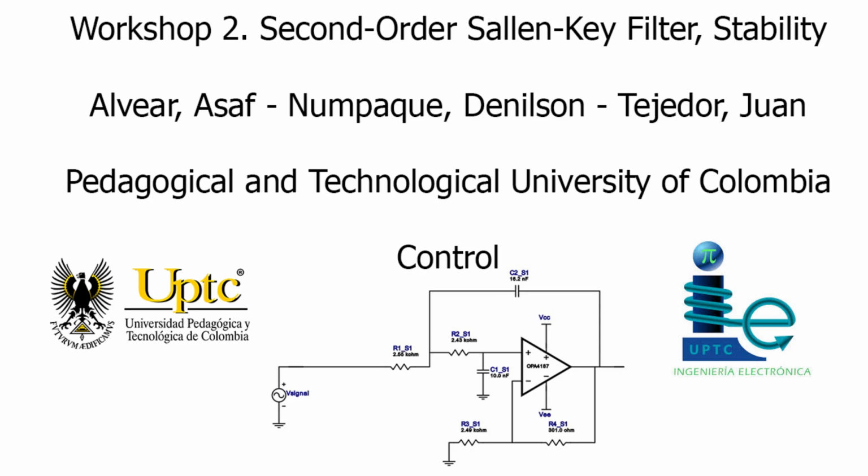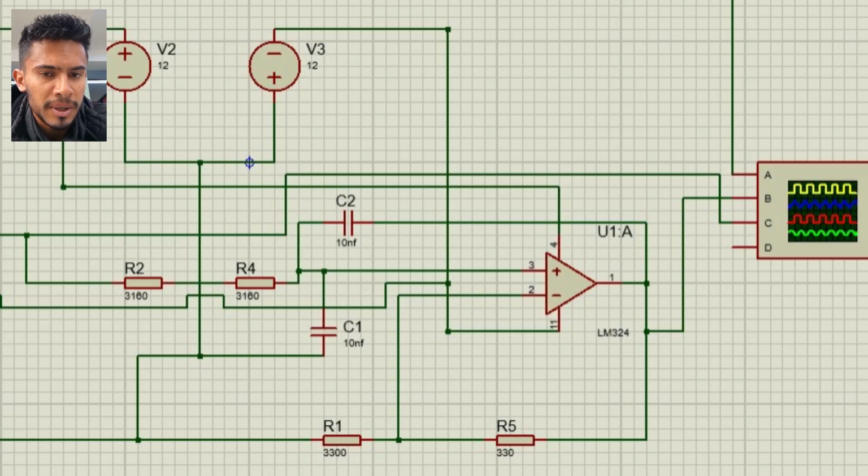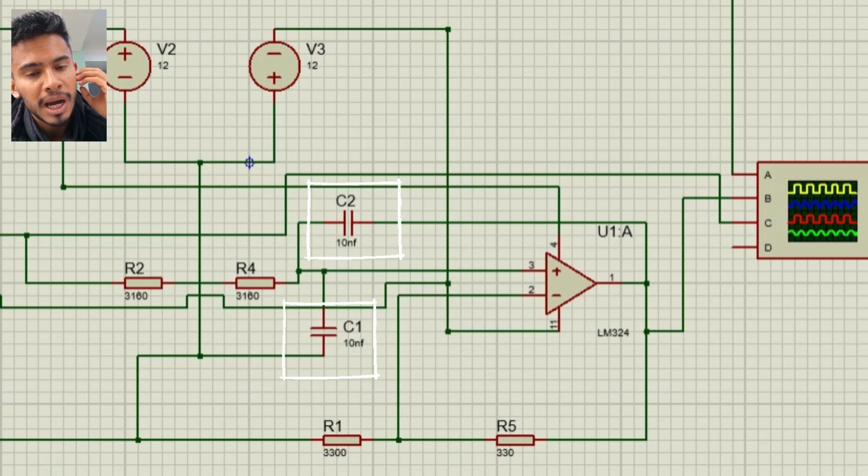Welcome to this video where we talk about the control laboratory practice, where we made a low-pass Sallen-Key filter circuit of second order. First, we designed a low-pass Sallen-Key filter at 5 kHz using the TI filter design tool. Since only 10 nF capacitors were available, we adjusted the resistor values to keep the cutoff frequency close to 5 kHz. For example, with C1 and C2 at 10 nF, our resistor values are about 3 kilo ohms.